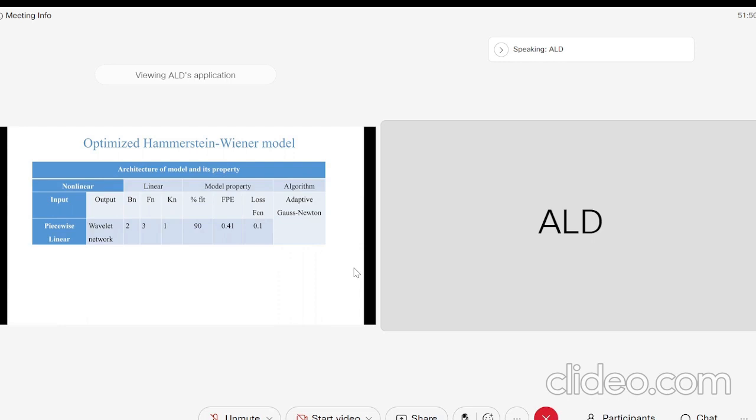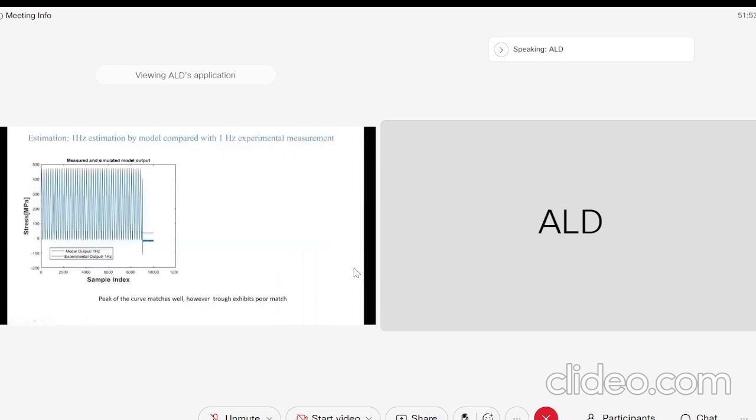Based on this, we get some results. This is the estimation, the model output versus the experimental result output. That is the 1 Hz estimation model compared with the 1 Hz experimental measured output. We can see here the peaks of the curve match well. However, it is tough to exhibit the poor matches, as you can see in the zoomed portion, where the matching is not so good. But in the signal processing sense, we can say more or less it is matched.